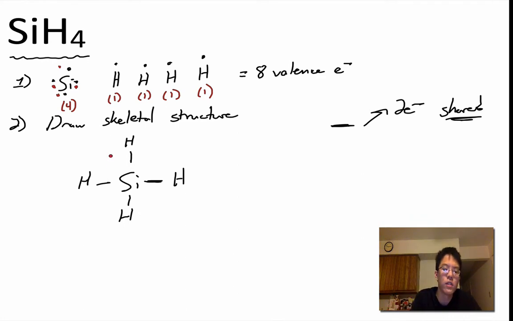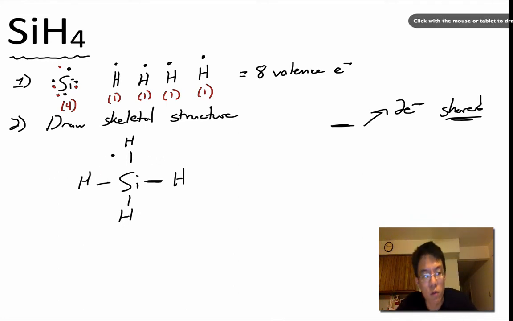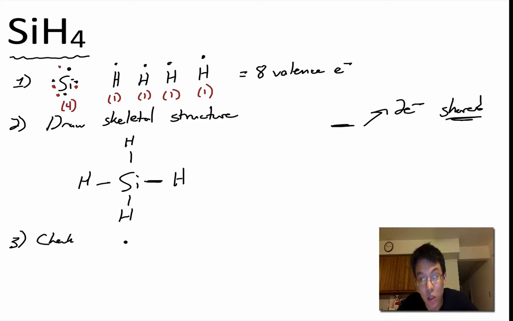Now, once I have that, what I want to do with my skeletal structure is check whether the elements are stable or happy. So check the octet rule. We know elements are stable or happy generally when they have 8 outer electrons. So I'm counting my Si here. I know each bond has 2 shared electrons, so the Si has 2, 4, 6, 8 electrons around it. So that makes this Si very happy.